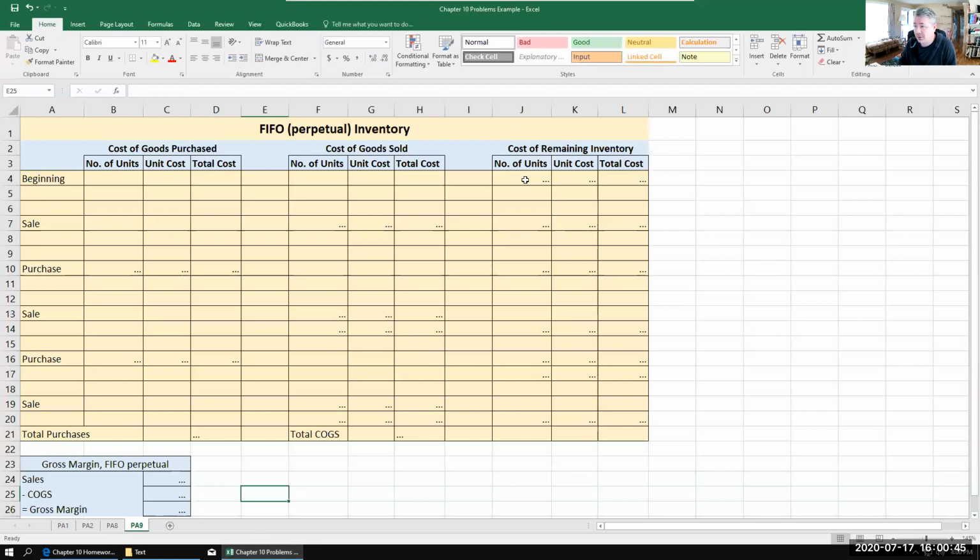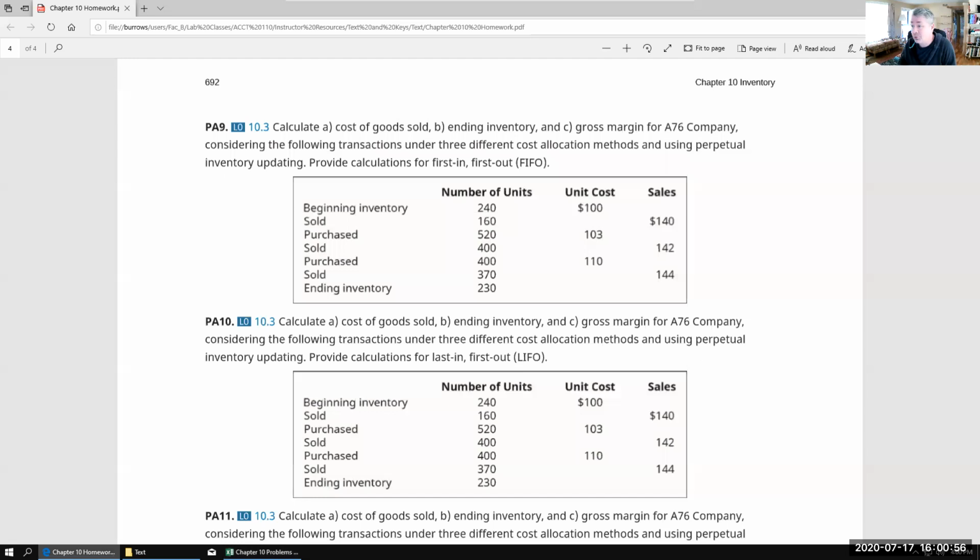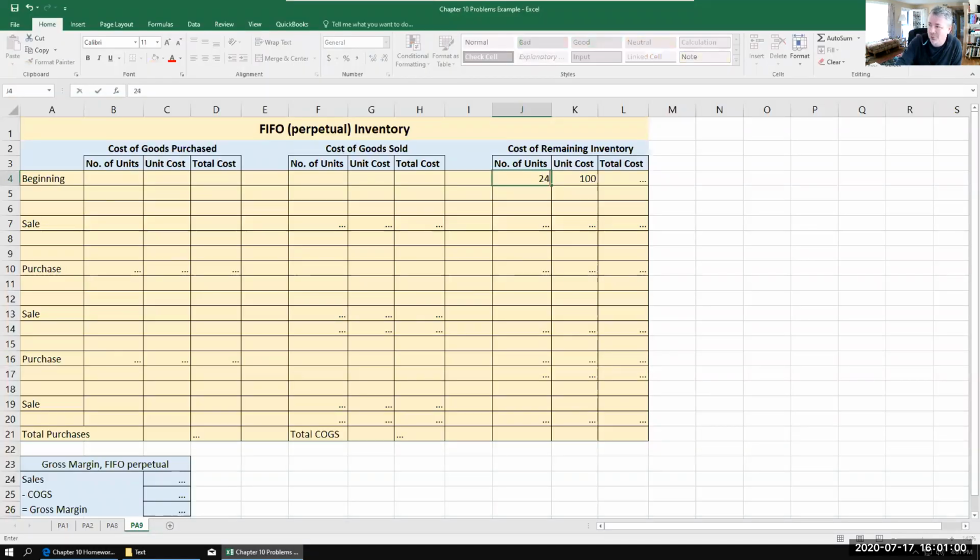I've already forgotten, I believe, but unit cost was $100. Remember that. I think it was 140 units, but let's go back and look. 240 units, I'm glad I looked. So we have 240 units at $100 at a total cost of 240 times 100, or $24,000. And that's how you do it for each of these.